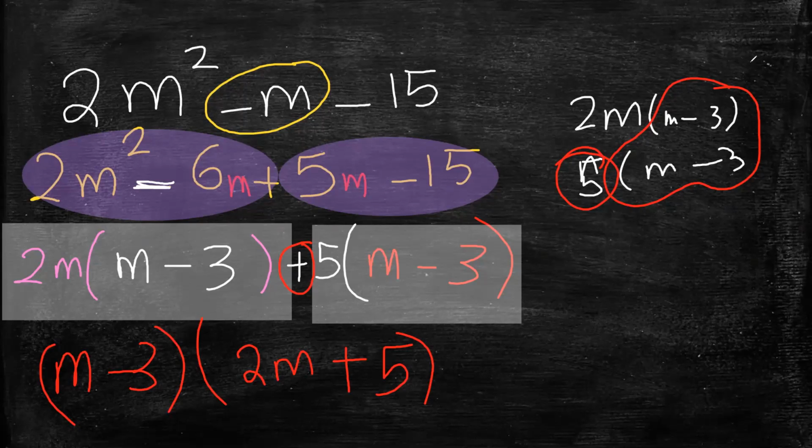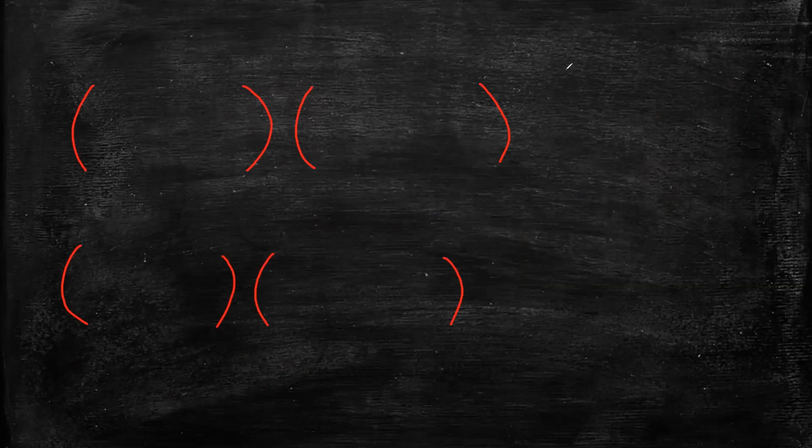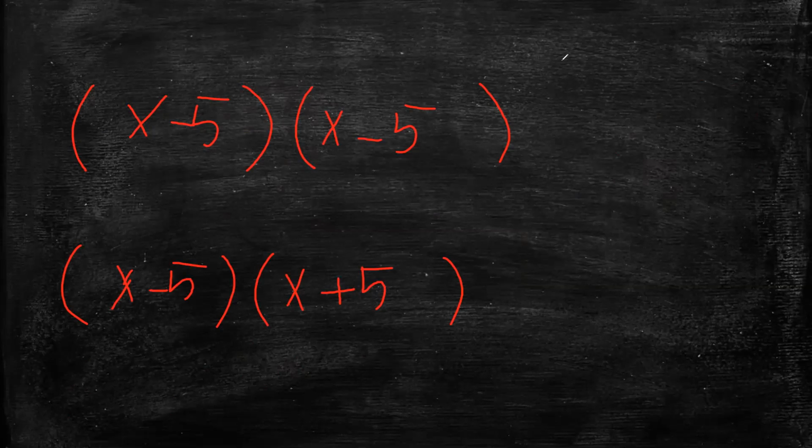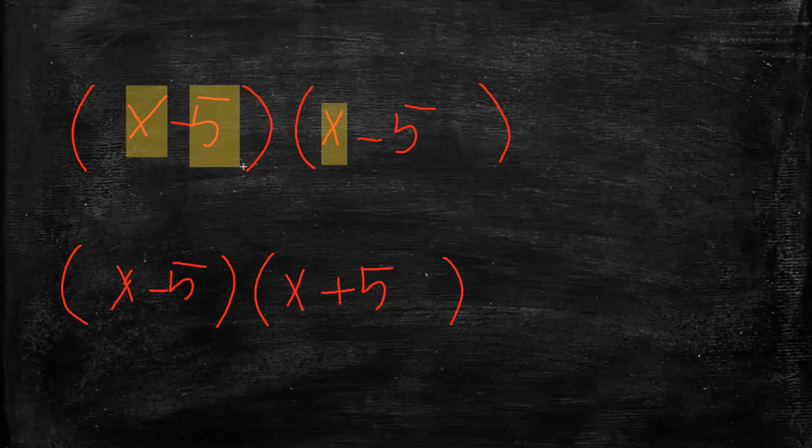Now the last thing I want to tell you about is that there's a special case for multiplying without using the table, the FOIL, or the distributive property. This special case is that if you have two factors and you want to multiply them: the first one is (x minus 5) times (x minus 5), and the second one is (x minus 5) times (x plus 5). In this special case, we have the same variable x and the same number 5, 5. Here we don't have different numbers or different variables. We have the same terms, x, 5, 5.